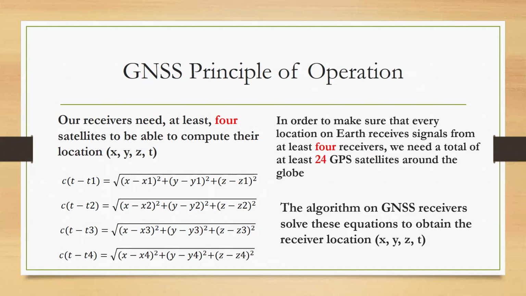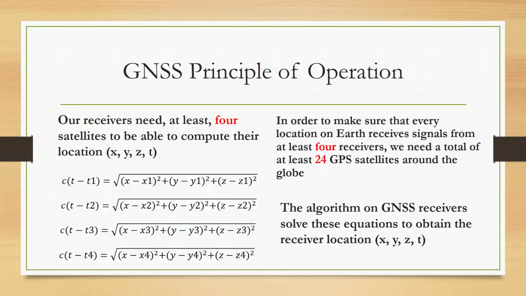In order to make sure that wherever you are on Earth, you're going to be able to receive signals from at least 4 satellites, we need a total of at least 24 satellites. I'm using the GPS constellation now as an illustration.